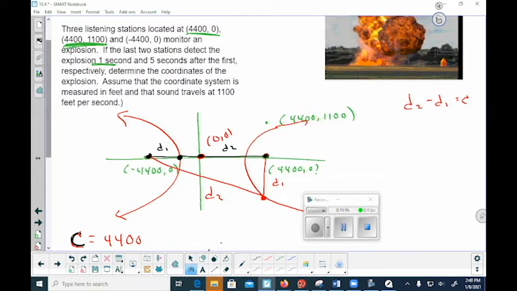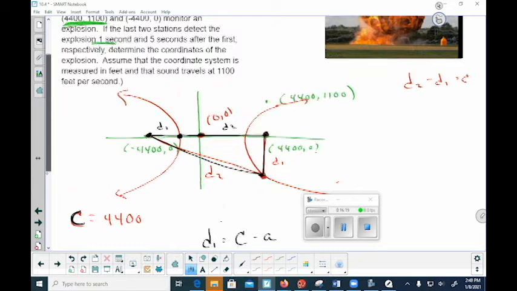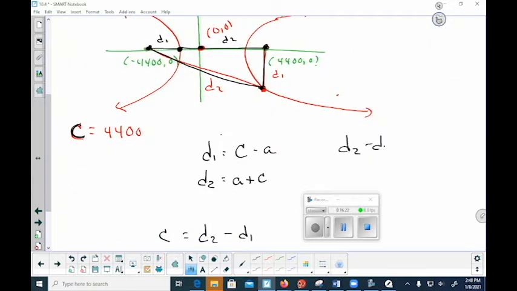So what is my constant difference? They told me that one station heard the explosion, and then 5 seconds later, the other one heard the explosion. So the difference between D2 and D1 is going to be 5,500, because it's 5 seconds at 1,100 feet per second. That means 2a is equal to 5,500, which means a is equal to 2,750.